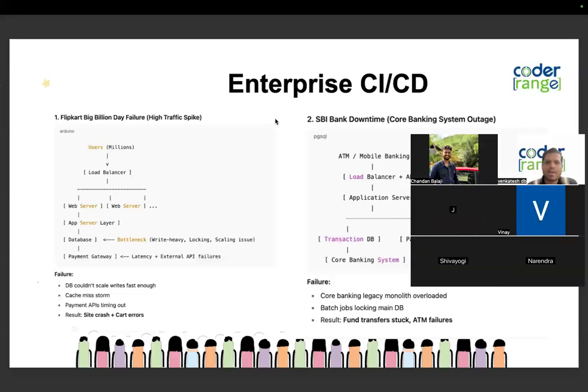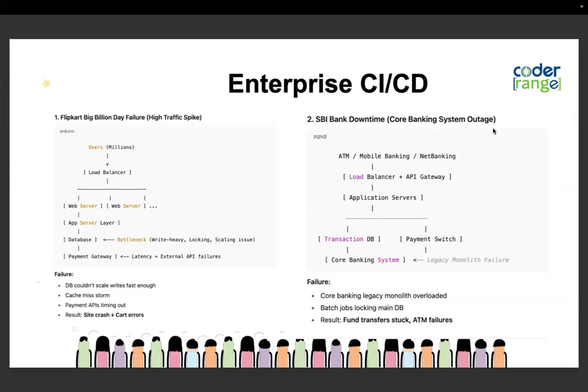In the Flipkart Big Billion Day, millions of users will come. When millions of users come, the load balancer will route the load to the web server. From the web server, it will go to the API server, and from that API server, it will go to the database.